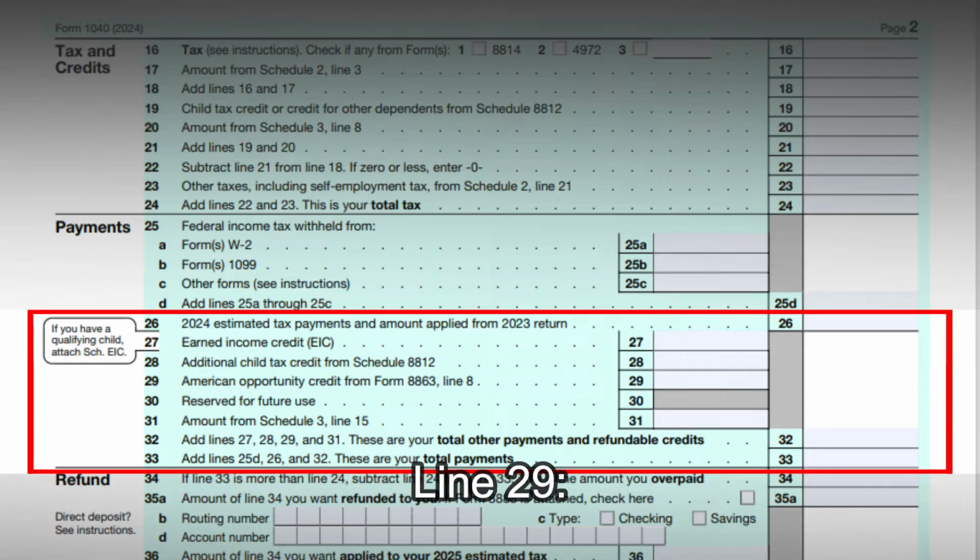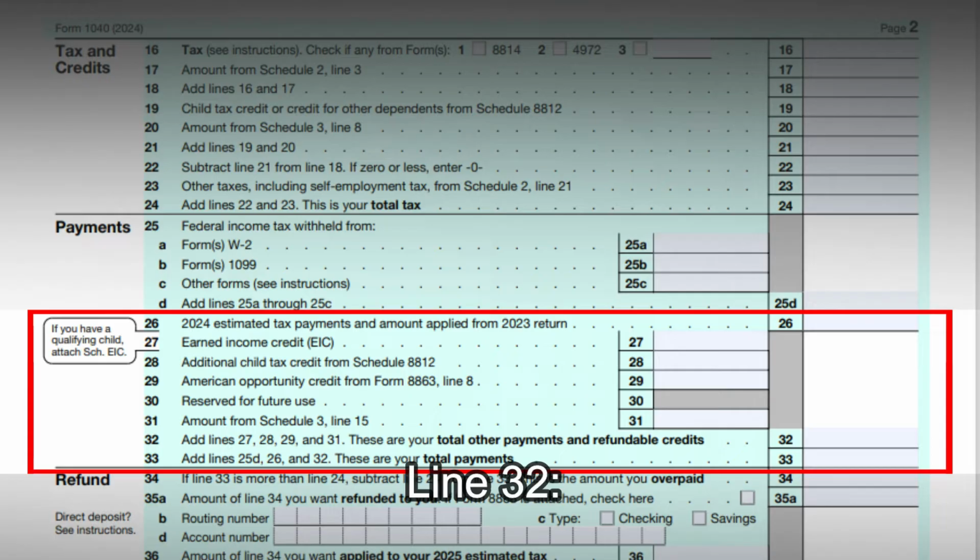Line 29, the American Opportunity Credit, which is a credit for qualified education expenses. This credit is calculated on Form 8863, and the amount from line 8 of that form is entered here. Line 30, reserved for future use, no entry is required here at this time. Line 31, this is the amount from Schedule 3, line 15, which could include other credits or payments, such as the Recovery Rebate Credit, or credits for sick and family leave.